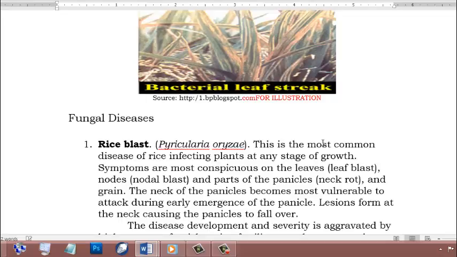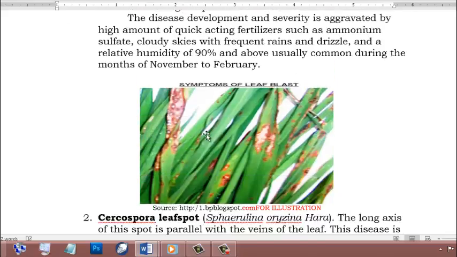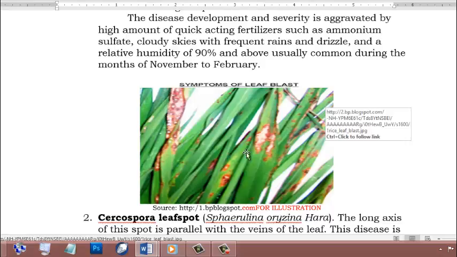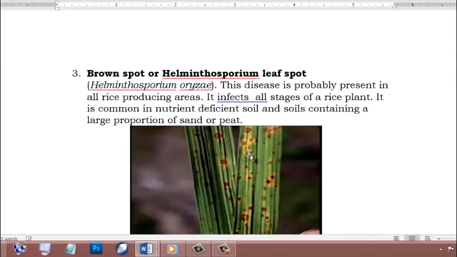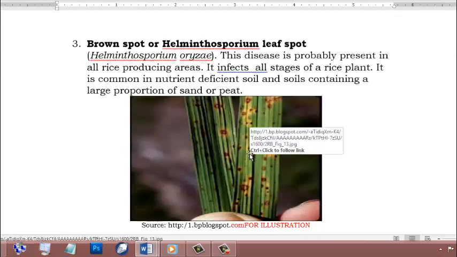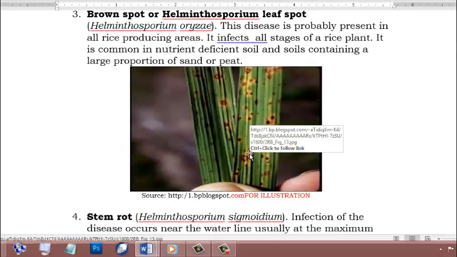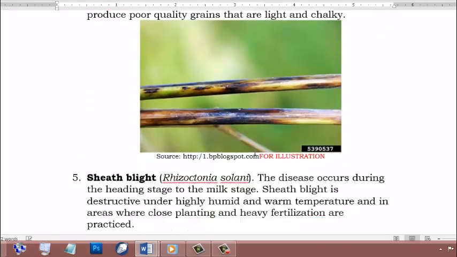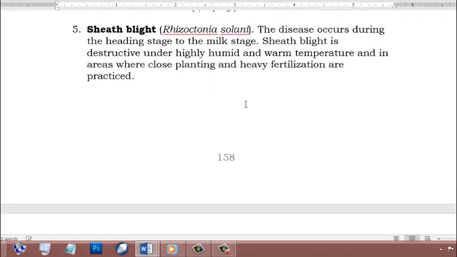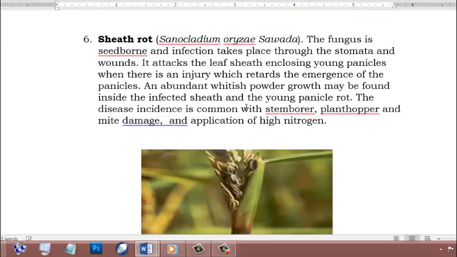Now, the fungal diseases, rice blast. Okay, here is how they are illustrated. Cercospora leaf spot. They have also brown spot and Helminthosporium leaf spot. Okay, stem rot. Sheath blight. Okay, sheath rot.